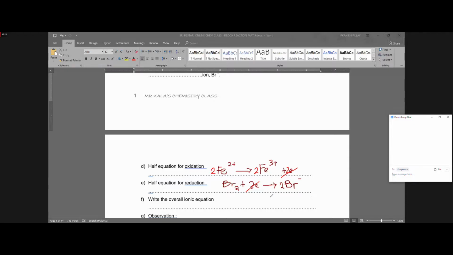Alicia Ong, can you give me the overall ionic equation? Br2 + 2Fe2+ arrow 2Fe3+ + 2Br-. So that is your overall ionic equation. Sometimes they'll ask you to write that, sometimes they just ask you to write only the half equation.